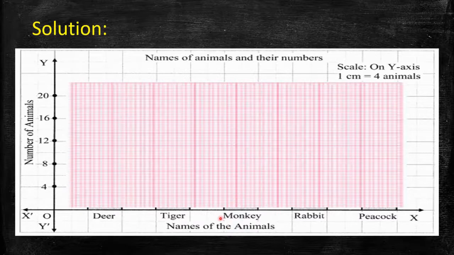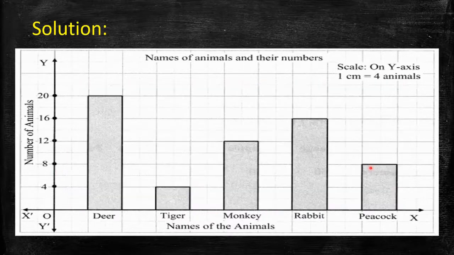So here you can see there are total 20 deer, so here our bar will come. There are only 4 tigers, so the bar will come like here. And monkeys, there are total 12 monkeys, so here the bar will come. Now rabbit total 16, so here you can see 16 rabbits, and the peacock is 8, so here total. So like this your bar graph will look.